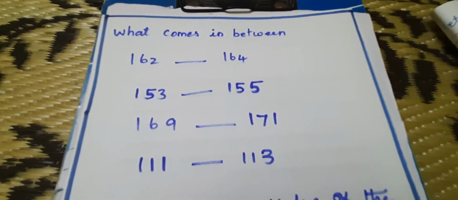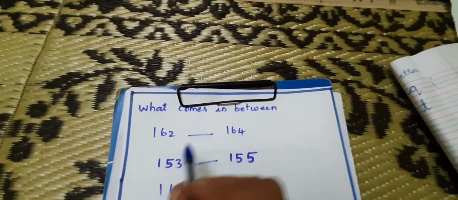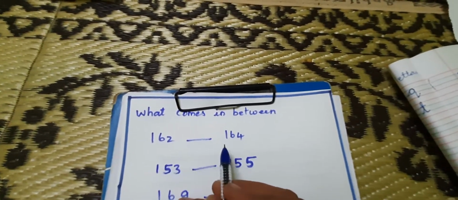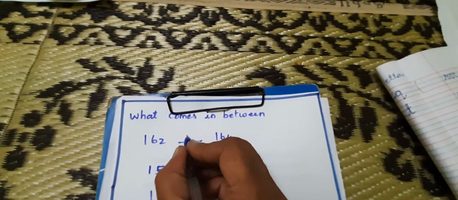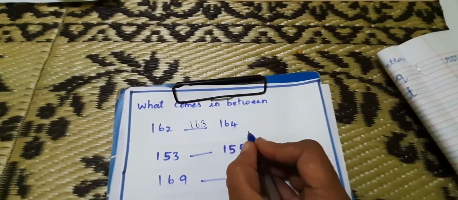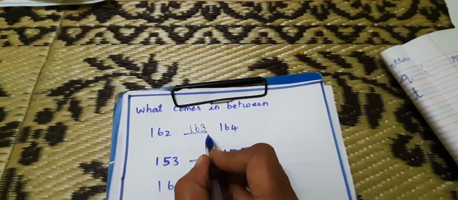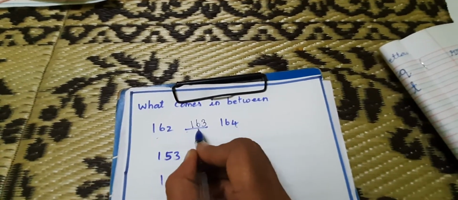What comes in between? What comes in between 162 and 164? 162, 163, then 164. 163 is in between 162 and 164.